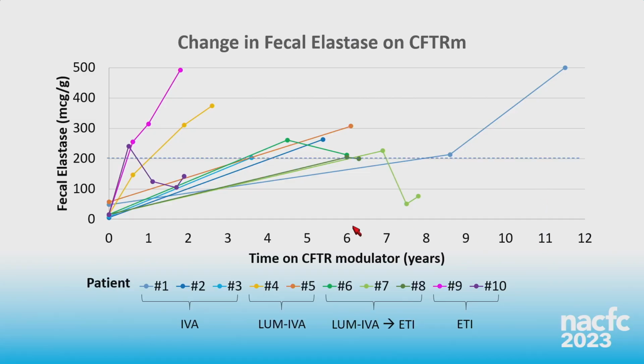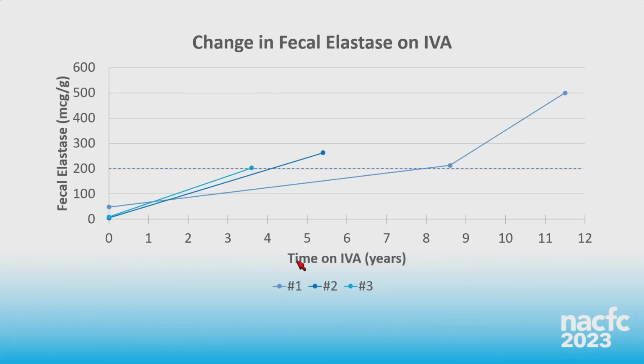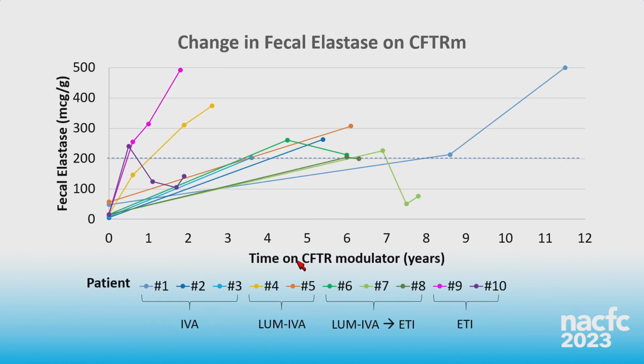This graph shows the change in fecal elastase over time in years for all 10 patients, as well as the different modulators that they were receiving at the time when pancreatic sufficiency was identified. Values above 200, as indicated by this dotted line, indicate pancreatic sufficiency. I will further now discuss each individual case by modulator.